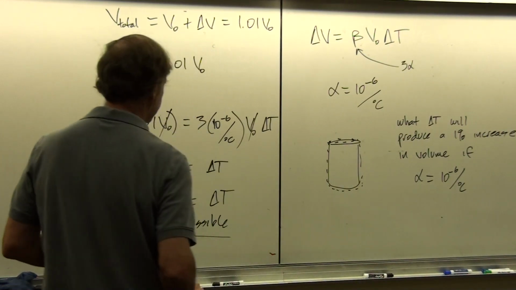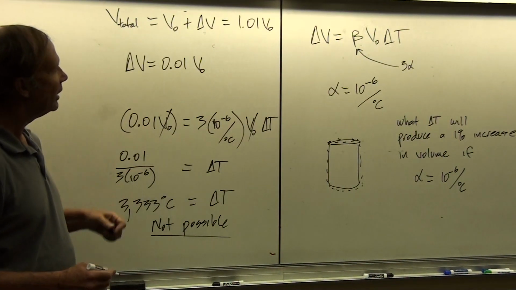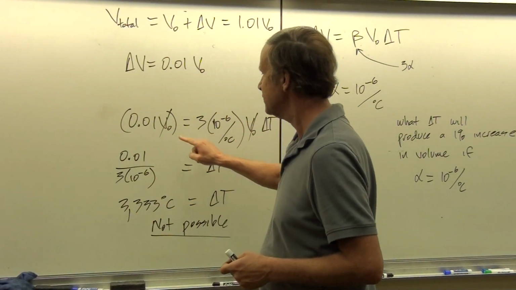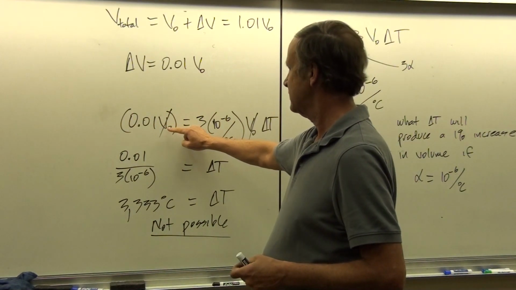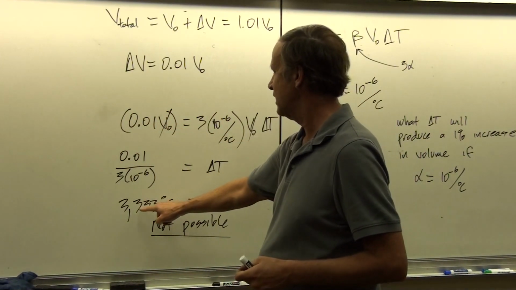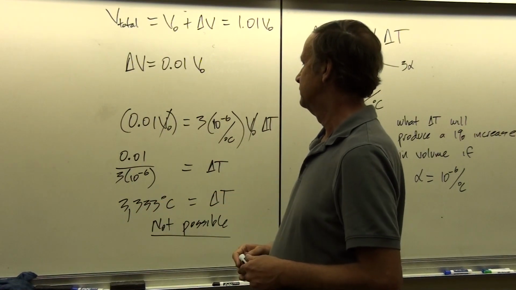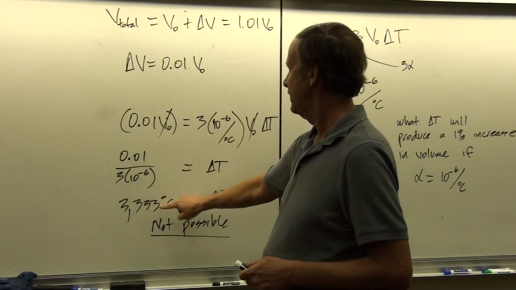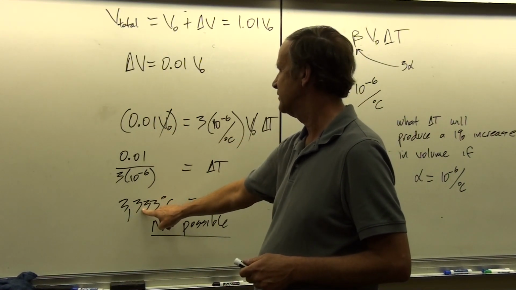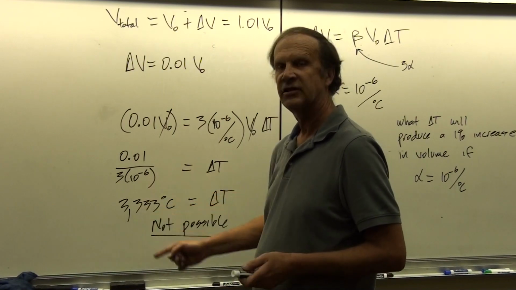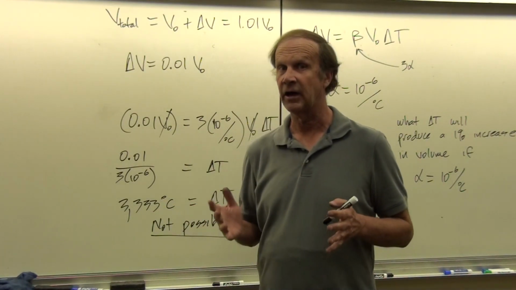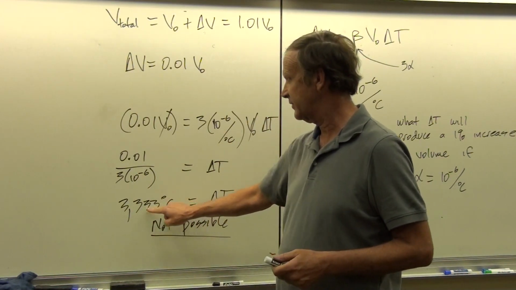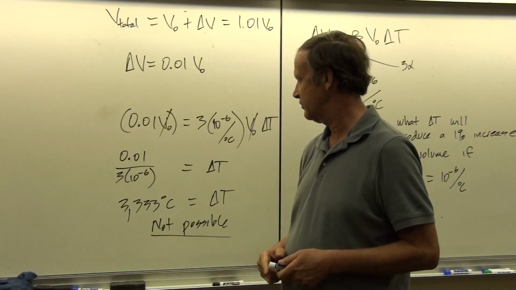Why did I do an example? It's not possible. Well, to show you how small these changes have to be. Okay, so for this to be a reasonable change in temperature, if I cut this down by a factor of 100, if I make this 1/100th of 1%, then this would be 33.3 degrees centigrade. So that's a little more reasonable. So that's the kind of change in volume that we're looking at, 1/100th of a percent, not 1%. And then that would cut this down by a factor of 100 to 33 degrees centigrade.